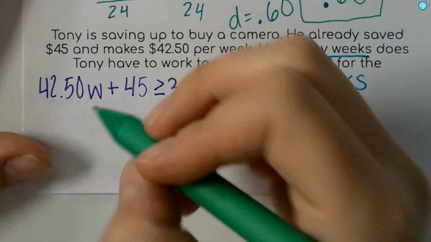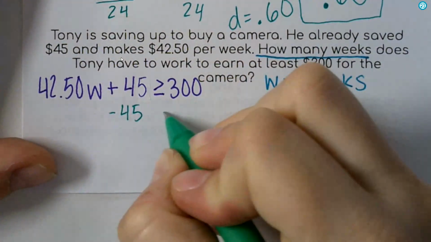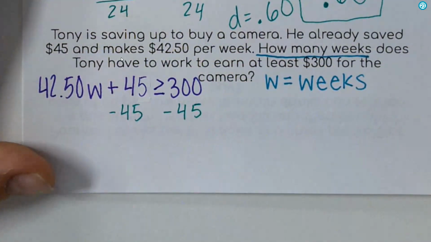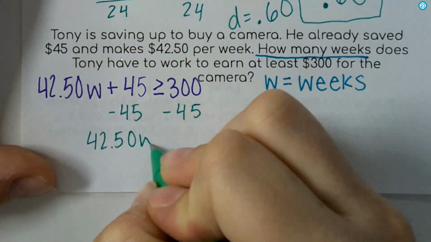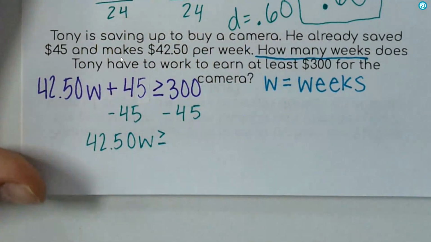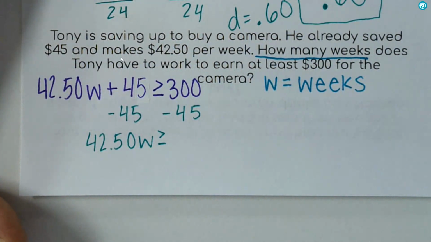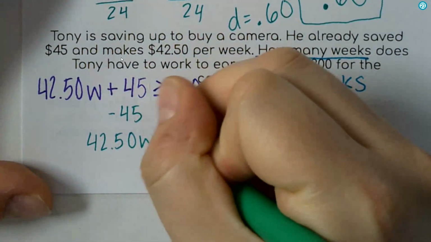All right, we're going to solve that now. We will subtract 45. Subtract 45. We have 42.50 W is greater than or equal to 300 minus 45, which is 255.